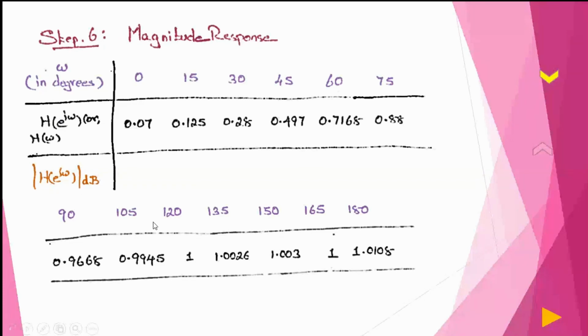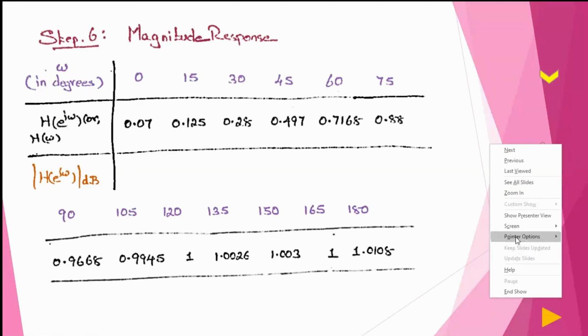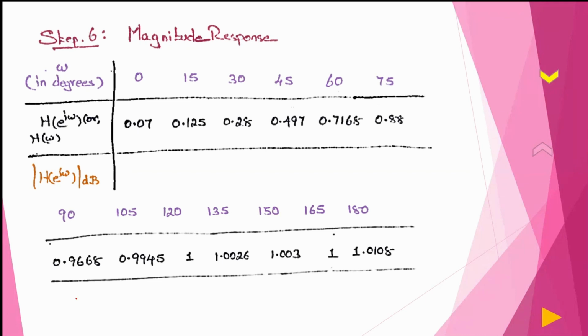How to find in decibel means just simply we have to substitute in that formula. So what is that formula means 20 log. Substitute the value of 0.07: 20 log 0.07. If anyone is having the calculator, you can find the value of 20 log 0.07. So what are we going to get? We are going to get minus 23.1. Okay, so now we can substitute the value here, minus 23.1.